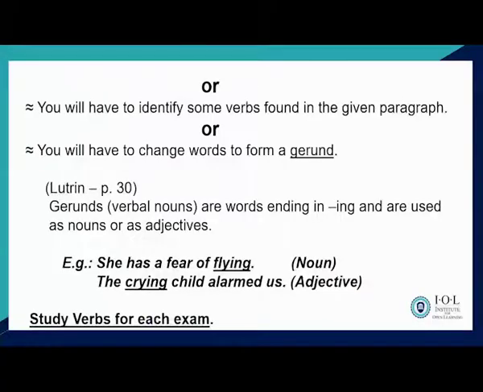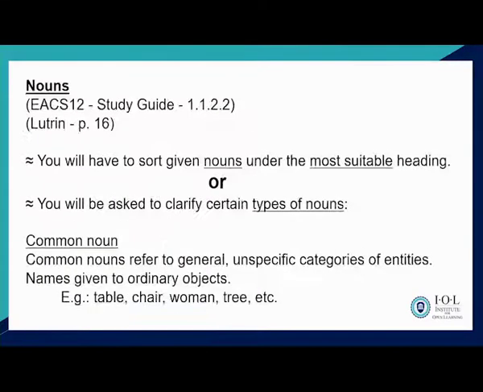Or you will have to identify some verbs found in the given passage. Or you will have to change words to form a gerund. Lutheran, page 30. Gerunds, or verbal nouns, are words ending in ing and are used as nouns or as adjectives. For example, she has a fear of flying, which is a noun. The crying child alarmed us, which is an adjective. Study verbs for each exam.